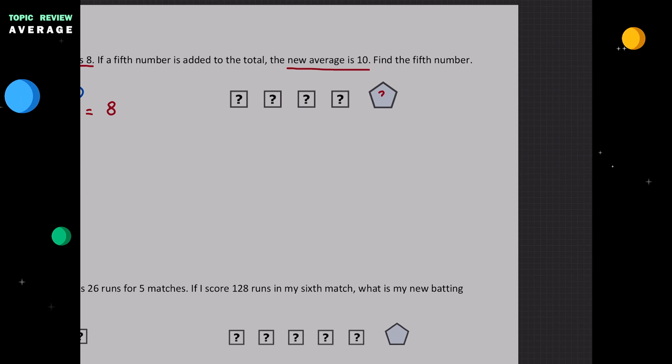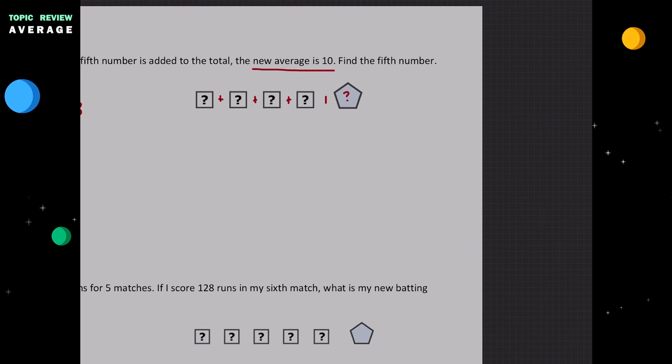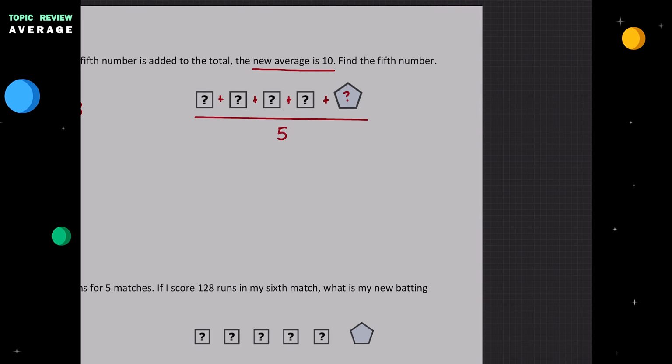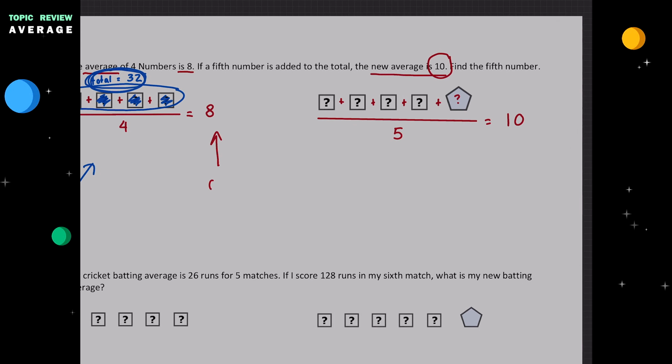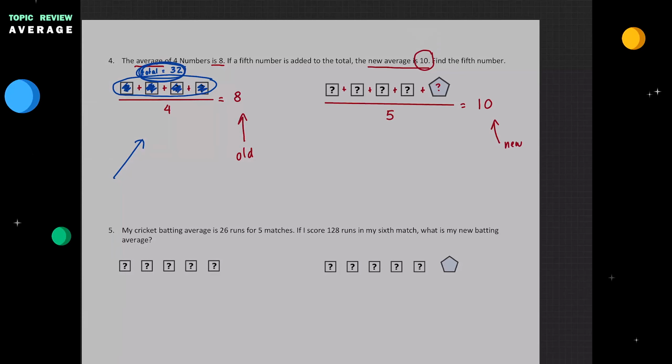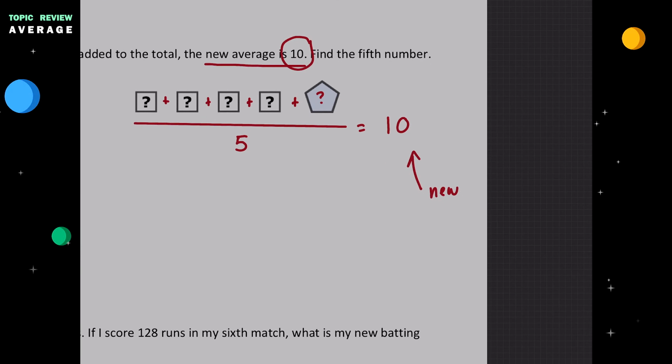And how do you find the average of 5 numbers? You add all 5 numbers up and divide it by how much? We're going to divide it by 5, because there's 5 numbers. And it says the new average is 10. So the new average will be 10. Okay, this is the old average, and this is the new average. Once you've added that new number, the old group only has 4 numbers, but the new group is those 4 numbers plus an extra number. Now the question is, what is that new unknown number, which I put in a pentagon shape, the blue pentagon.